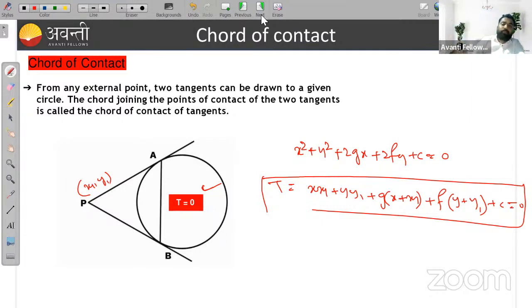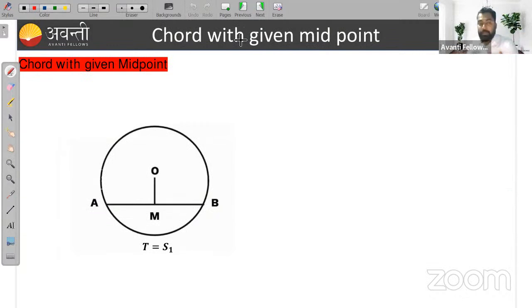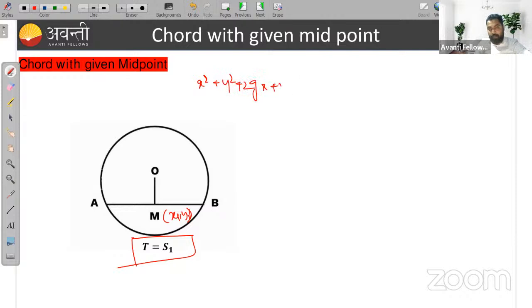Okay. So next thing is chord with a given midpoint. Suppose you have the midpoint of the chord and the coordinates are x1, y1. Then T is equal to S1 will represent the equation of the chord with the given midpoint x1, y1. So what is T, you know? If the equation is x square plus y square plus 2gx plus 2fy plus c is equal to 0, then T becomes, what is T?